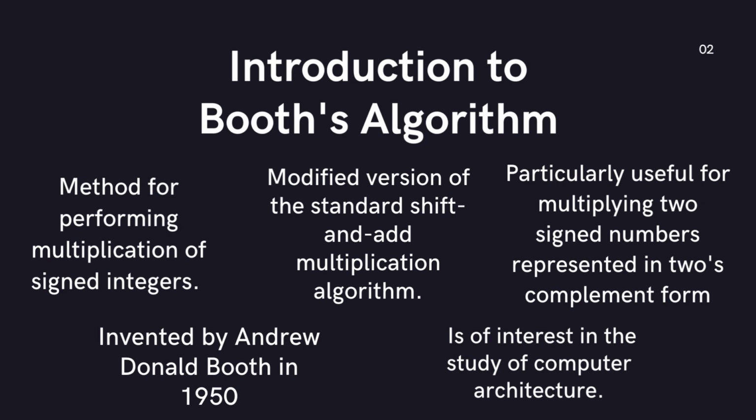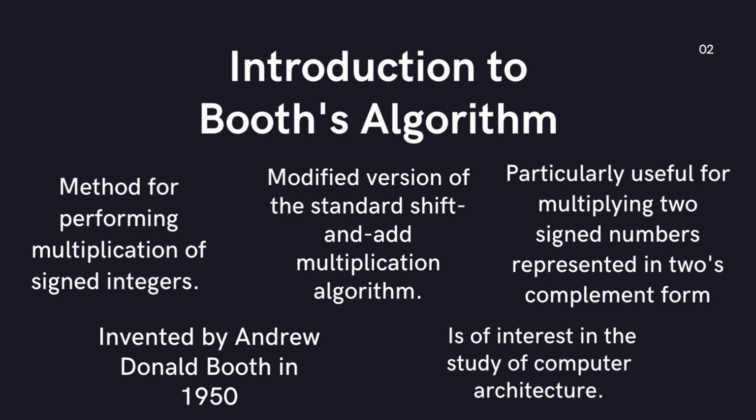It was invented by Andrew Donald Booth in 1950 while doing research on crystallography at Birkbeck College in Bloomsbury, London. It is particularly useful for multiplying two signed numbers represented in 2's complement form. It is of great interest in the study of computer architecture.